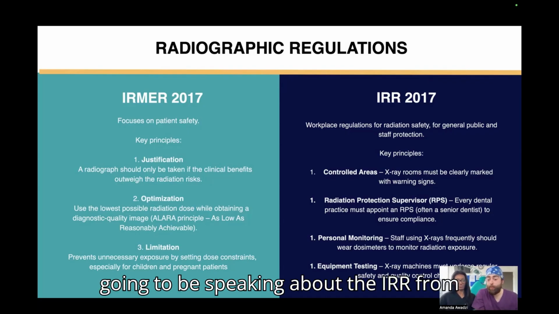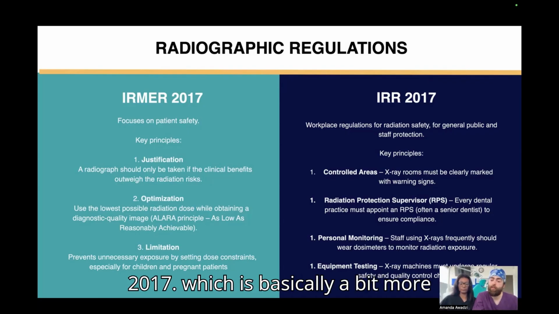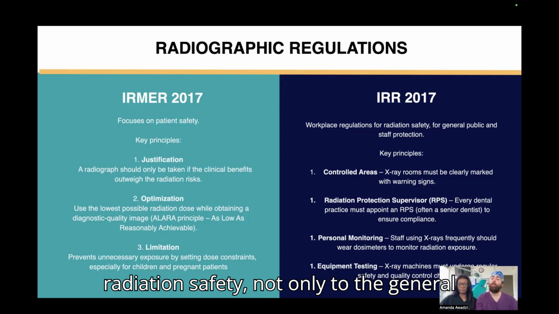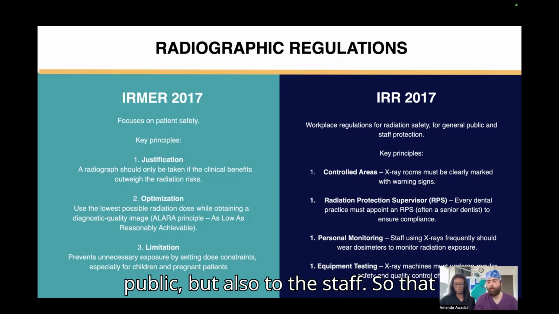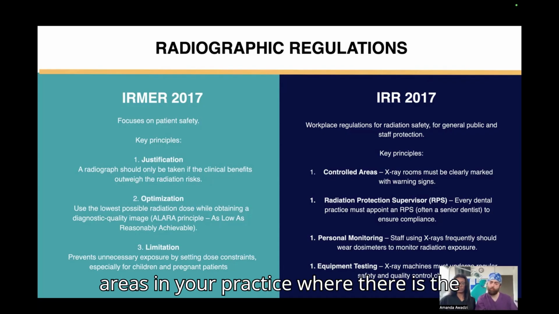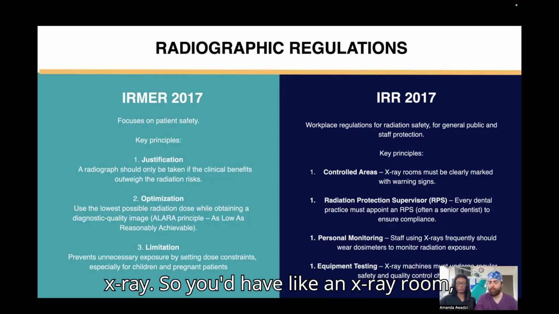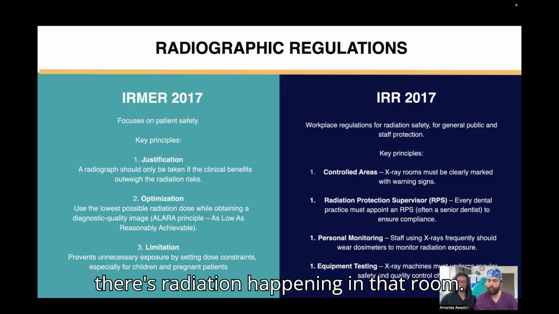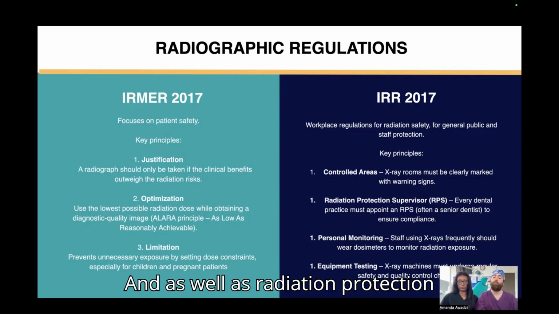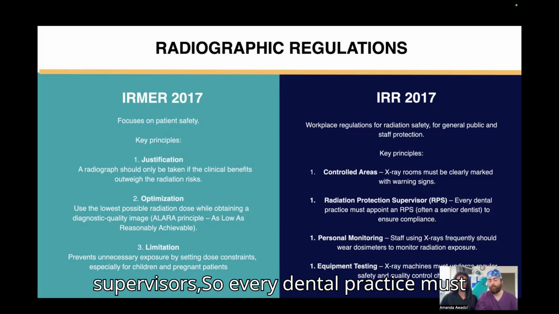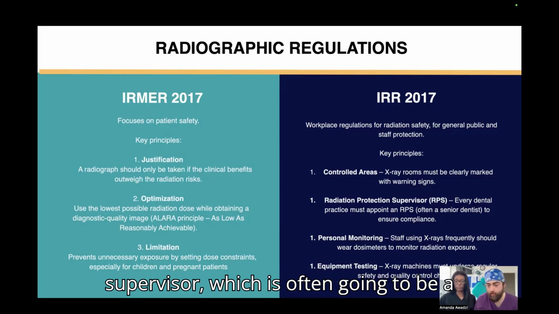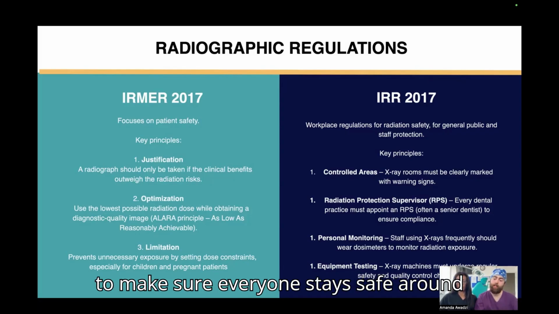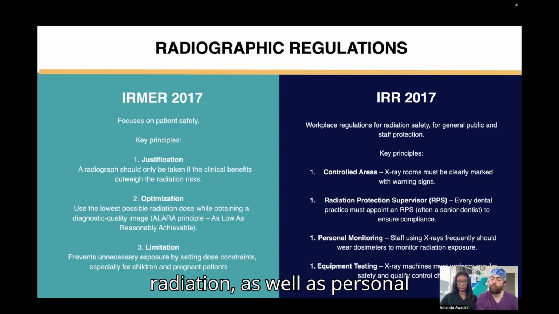I'm going to be speaking about the IRR from 2017, which is basically a bit more linked to the workplace regulations for radiation safety, not only to the general public, but also to the staff. So that basically involved having controlled areas in your practice where there is the X-ray. So you'd have an X-ray room, which is clearly labeled with warning signs as well to let everyone know that there's radiation happening in that room, as well as radiation protection supervisors. So every dental practice must have someone as a radiation protection supervisor, which is often going to be a senior dentist to ensure compliance and to make sure everyone stays safe around radiation, as well as personal monitoring.